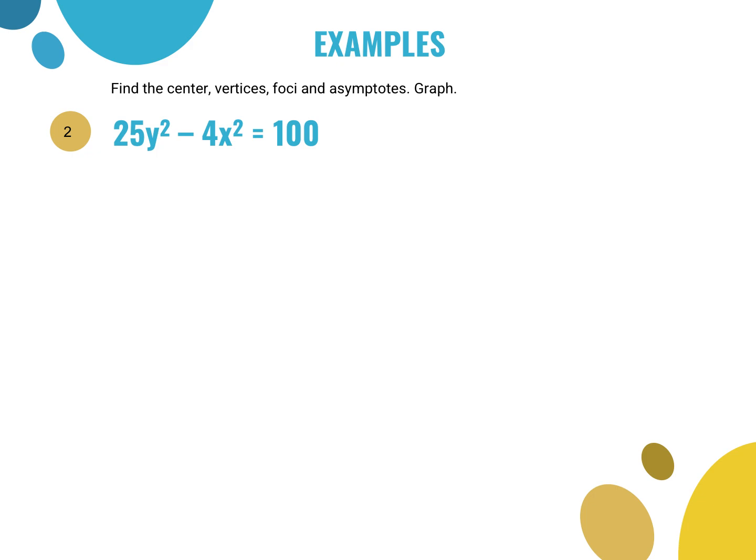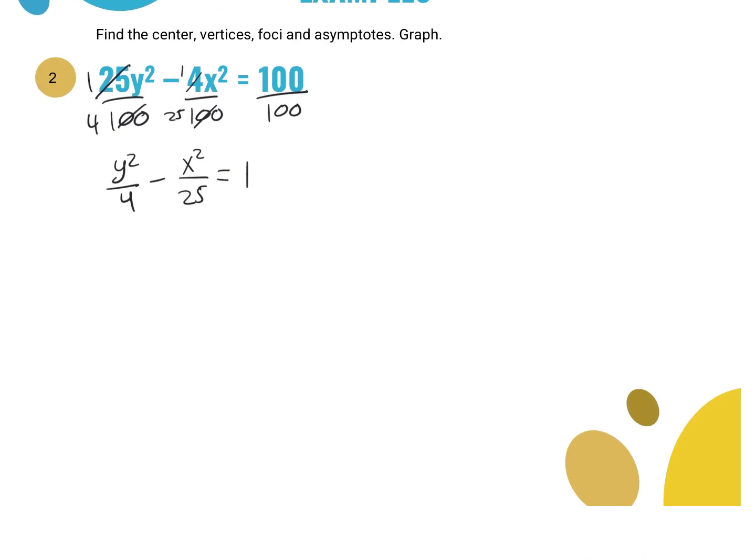All right, so this one I'll stick to what we're being asked, sorry. So let's make sure first that it's set equal to 1. So I'm going to divide everything by 100. And then 25 and 100 simplify to 1 over 4. We end up with y squared over 4, and then 4 and 100 simplify to 1 over 25, so I end up with x squared over 25 equals 1, all right?